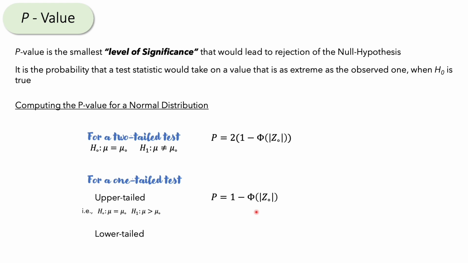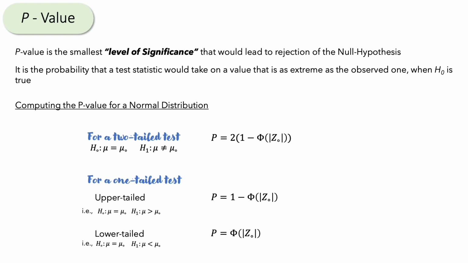Okay, while for the lower one, where the alternative hypothesis says that the value of mu should be less than mu naught, the value of p can be calculated just like this. It will be equal to phi of z naught. Okay, so these are the formulas for finding out the p-value for two-tailed and one-tailed test conditions.